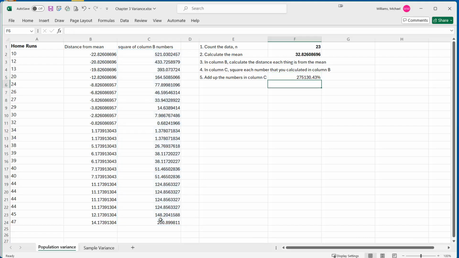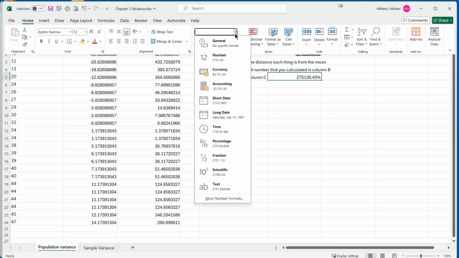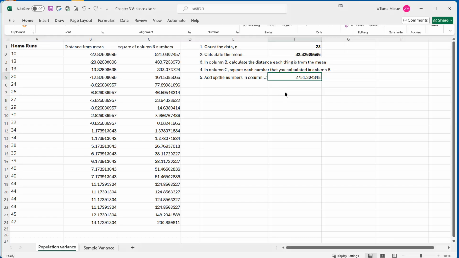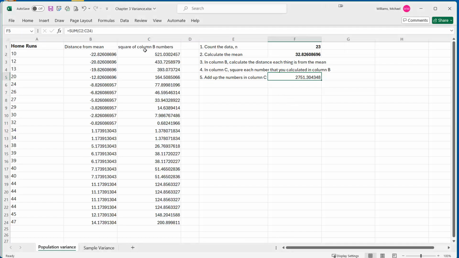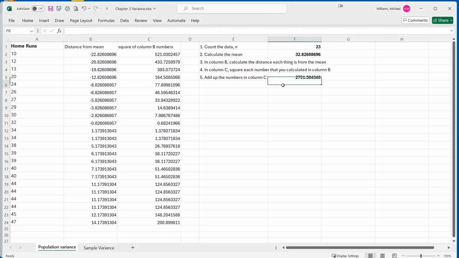Close the parentheses. Now, my software wants to make it a percent. We don't need a percent. I think this is because I'm reusing this spreadsheet and I deleted some stuff, but I didn't change the formatting back. We need just a number, right? We don't need a percent. We can just use general. That's the number there, 2751. Let me make that bold. Okay, we're almost done, by the way.